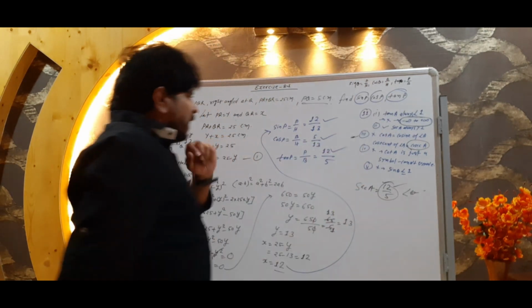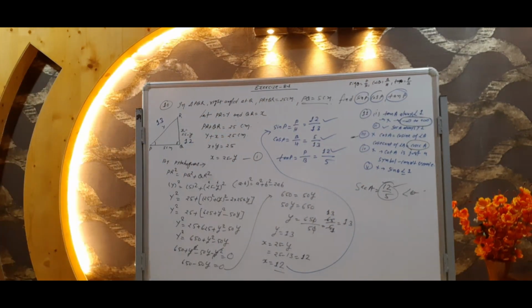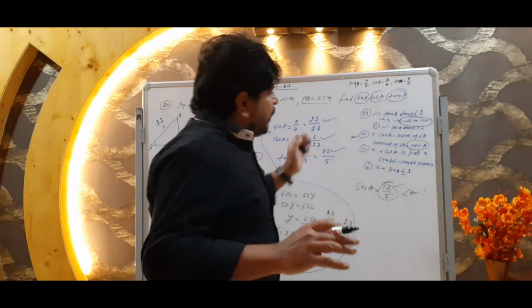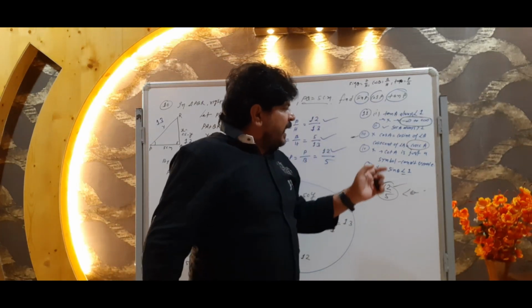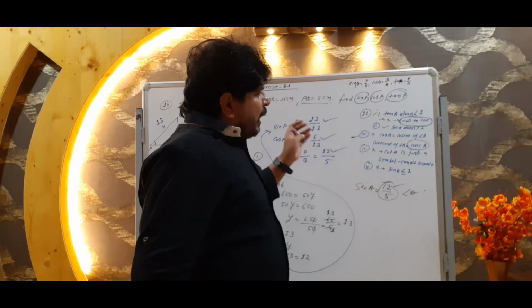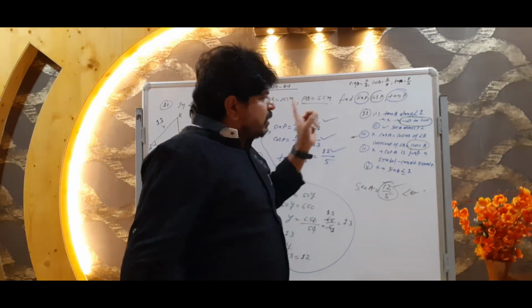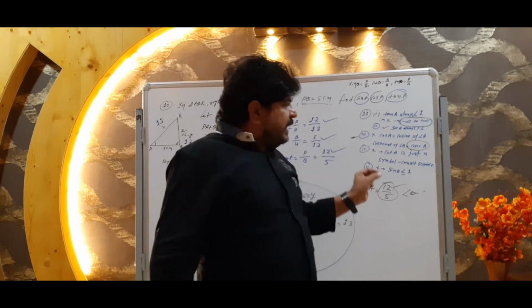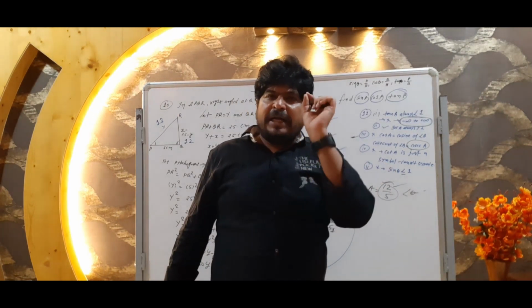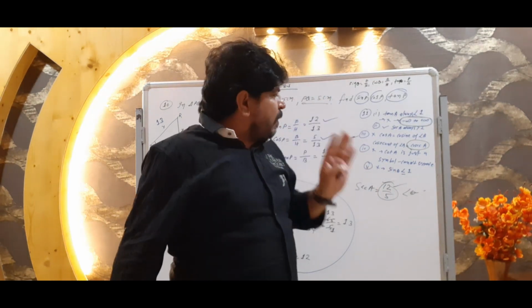Now come to the fourth. In the fourth, what is he asking? In the fourth, he is asking that cot A is the product of cot and A. It is wrong. Why? Because cot A is just a symbol.